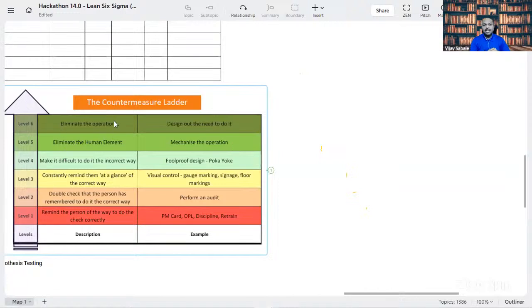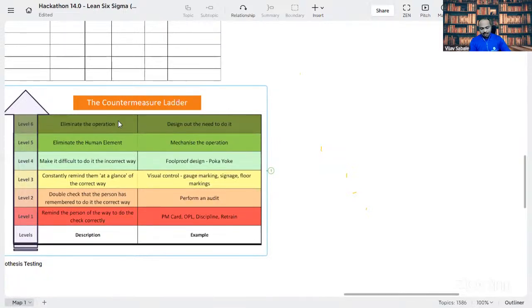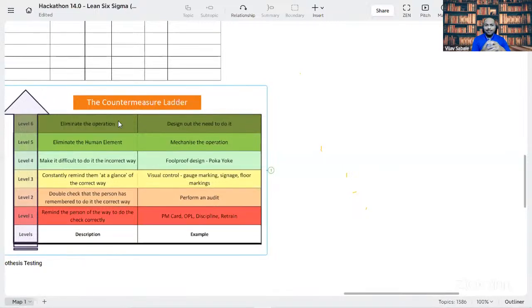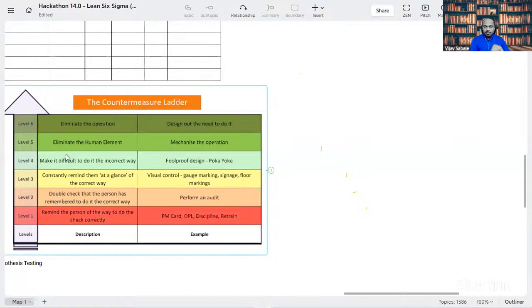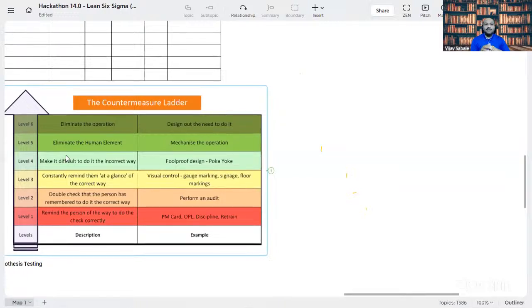And the last one is to eliminate the operation. Because of some problem, there is a case, there is a situation. If you eliminate that entire element, then the problem is not going to repeat. Like design out the need to do it. If you want to do that, we need to play with the design. The level 6 countermeasure is the best one, but it also involves a lot of time, energy, money, as I already told you, and it is going to fix the problem permanently.